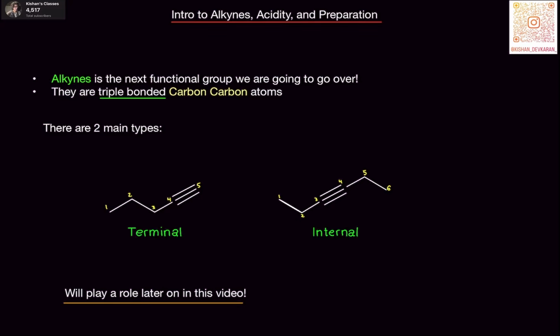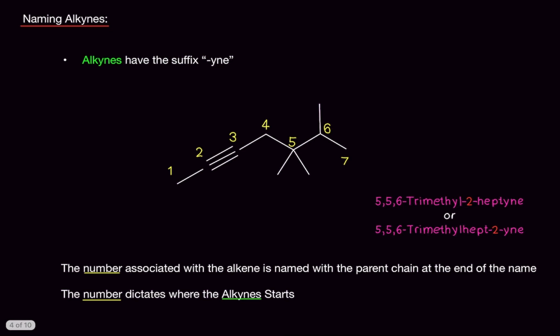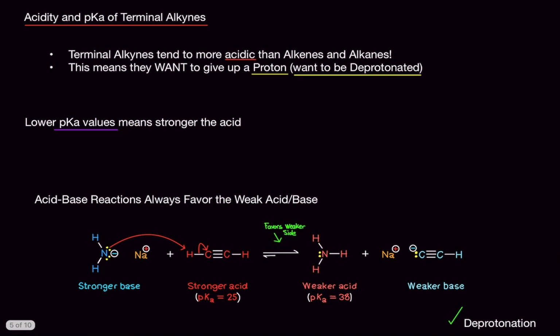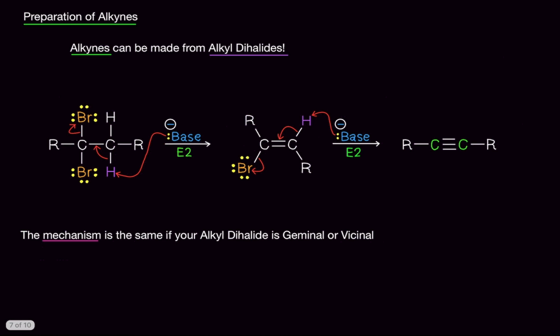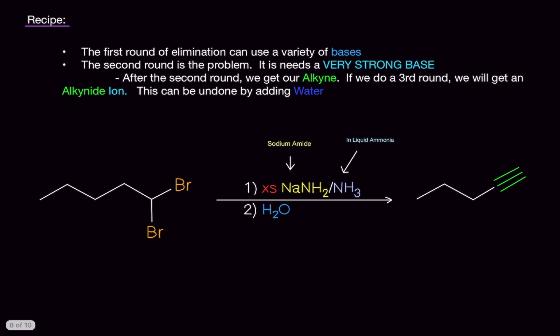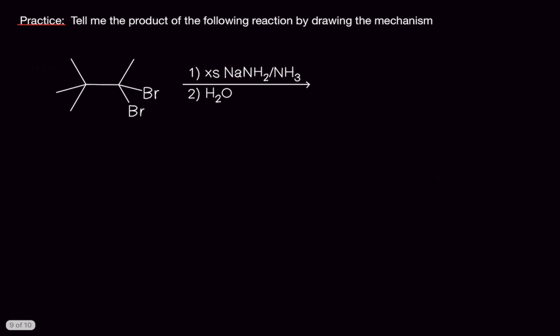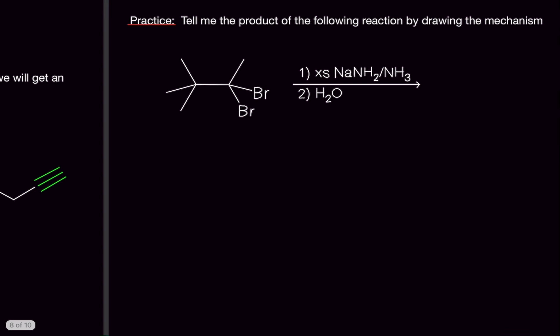Now we're going to talk about what alkynes are. Then we're going to talk about naming alkynes. Then we're going to talk about acidity and pKa of terminal alkynes. This is very important, and this actually builds on to preparation of alkynes. Then we're going to talk about the recipe on how to do the reaction, and then we're going to do the mechanism and a practice problem. Okay.